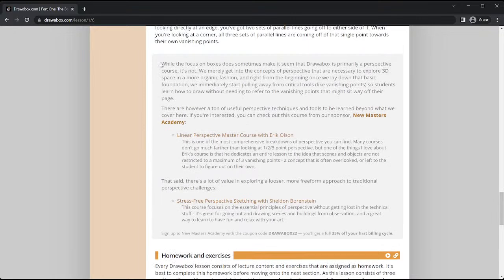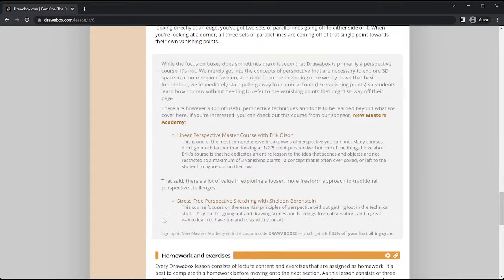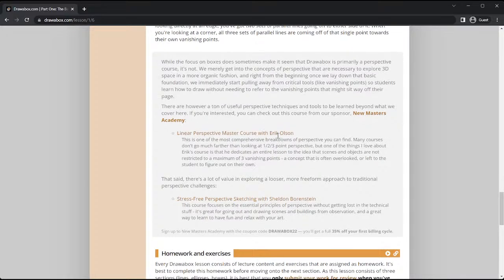What's this here? Is this an ad? Do I have to read this? Yes, it is an ad.